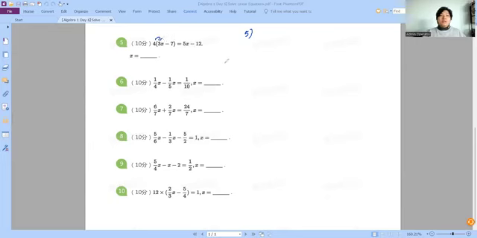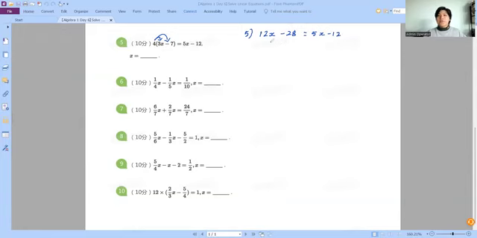So first, 4 times 3x is 12x. And then 4 times minus 7 is going to be minus 28. Remember, when I'm multiplying a number into a parentheses, I'll need to multiply that number into every term. And that's what I did here.